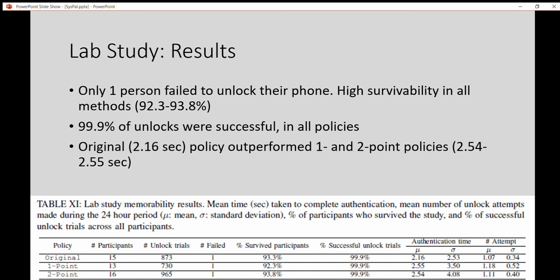There was high survivability in all methods, meaning that the attempts that were made were generally successful between 92.3 and 93.8% of the time across policies. 99.9% of unlocks were successful in all policies. The original method did outperform the 1 and 2 point policies in the time it took to unlock phones, with the original taking 2.16 seconds and the 1 and 2 point policies taking about 2.5 seconds.